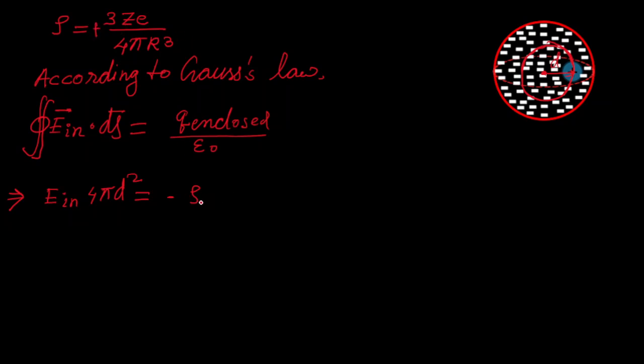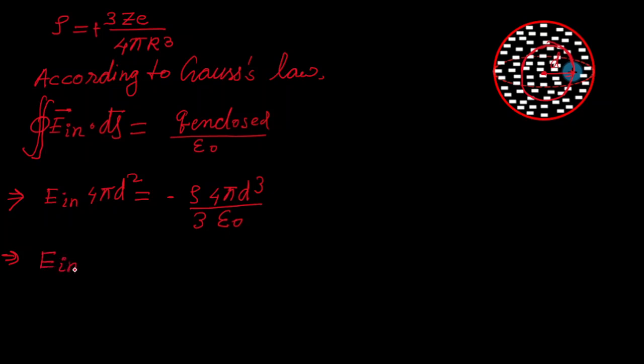So rho into, then what will be the volume of this small sphere? Since negative charge is uniformly distributed over the volume, we can simply write the enclosed charge as rho into the volume of the sphere. So what will be the volume of the small sphere? It will be 4 pi d cube divided by 3, and then epsilon naught.